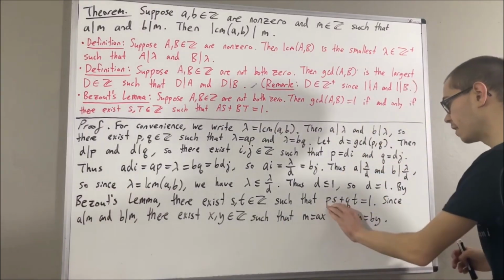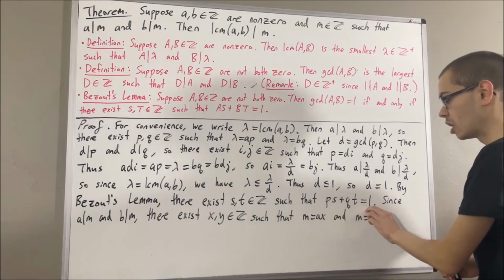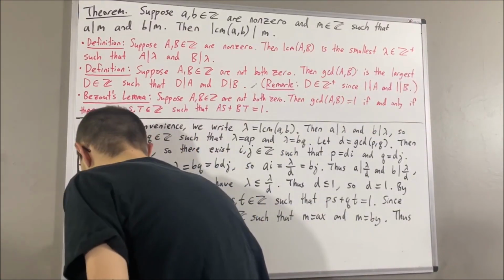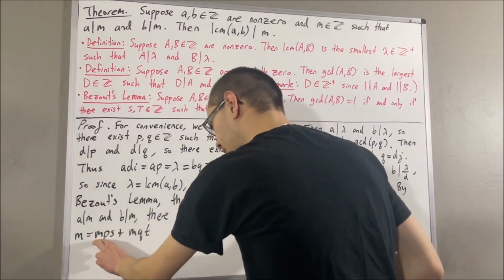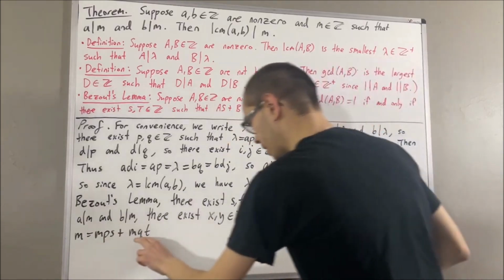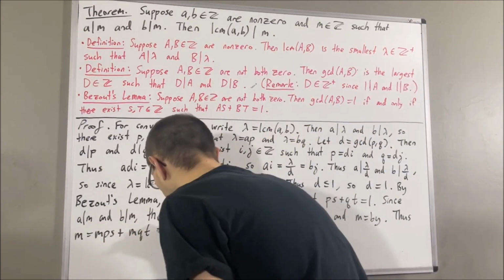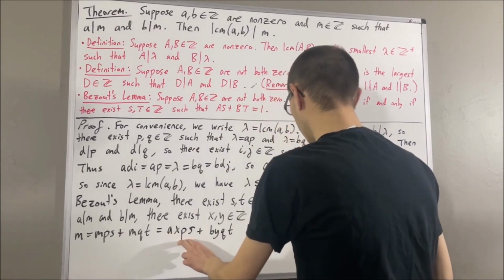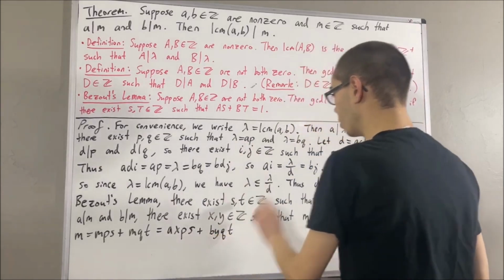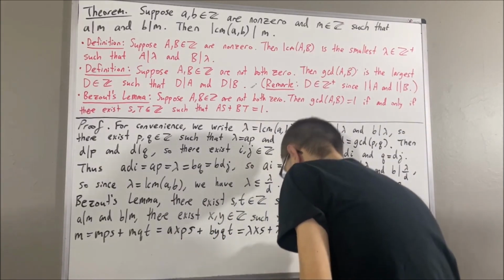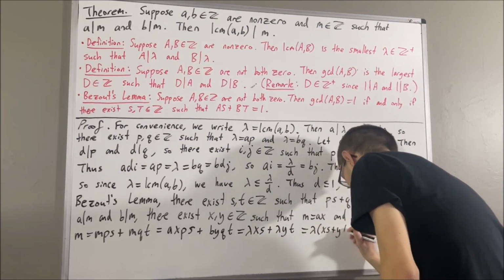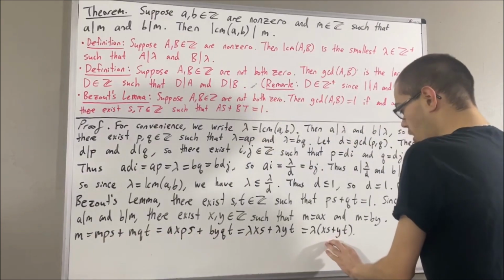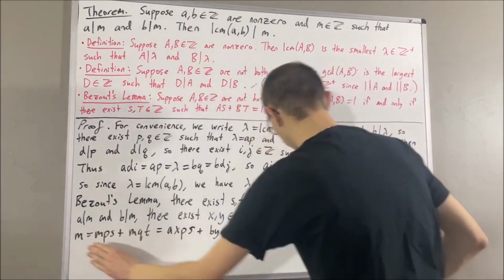And now, if we take this equation and multiply m on both sides, we get m is equal to mps plus mqt. And we're going to replace the first m with ax. We're going to replace the second m with by. So then, we can replace ap with lambda. We can replace bq with lambda. So then, factoring out lambda, we get this. So this tells us m is equal to lambda times some integer, or in other words, lambda divides m.